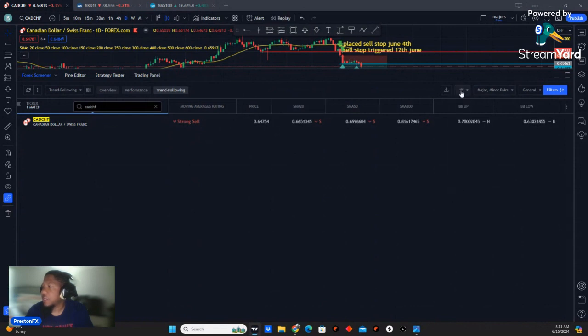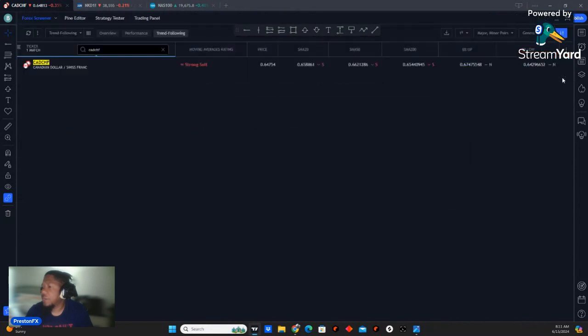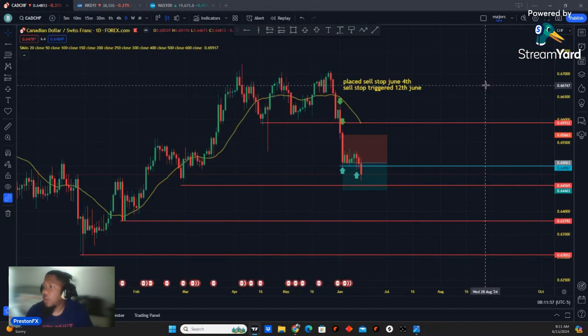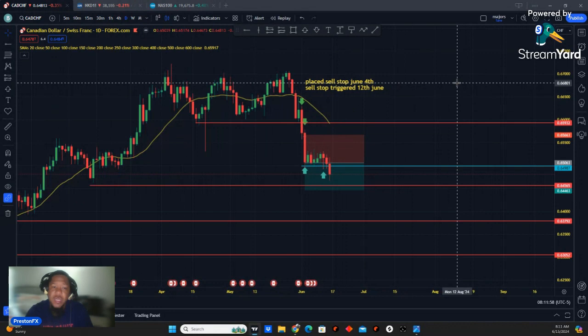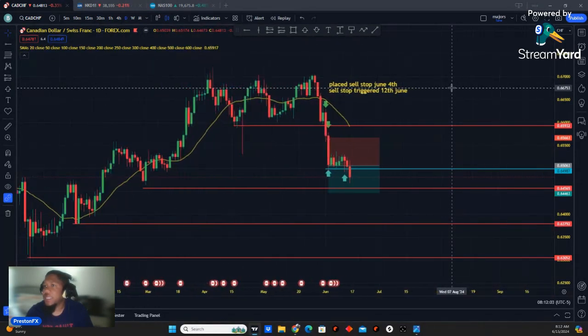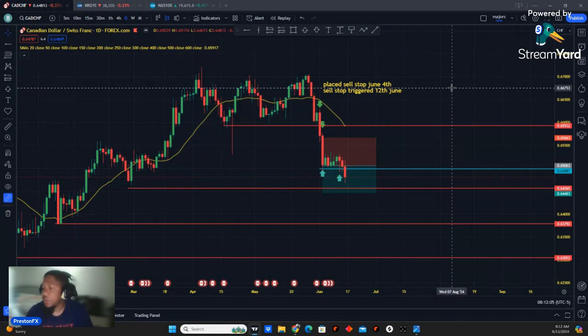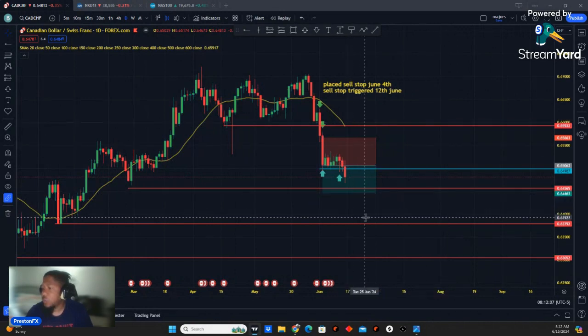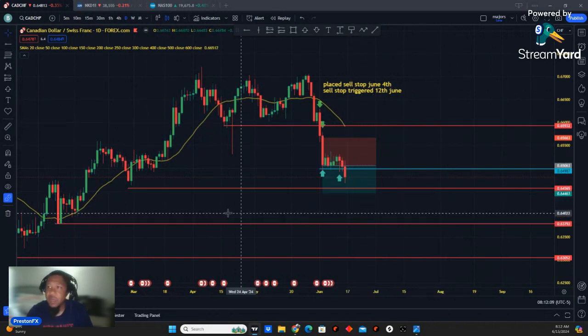Go to the monthly, go to the weekly, go to the daily time frame. All bullish, all bullish. And I don't see any reason to go bearish right now. That is my take on that one. And I don't see any news coming up for CAD.